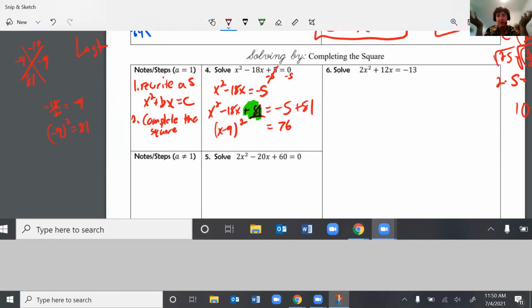And then solve this problem just like we did in the last section with the square root method. So take the square root of both sides. X minus 9 is equal to plus or minus the square root of 76. Can I simplify that? Does 76 simplify? 38. It divides by 4 at least.